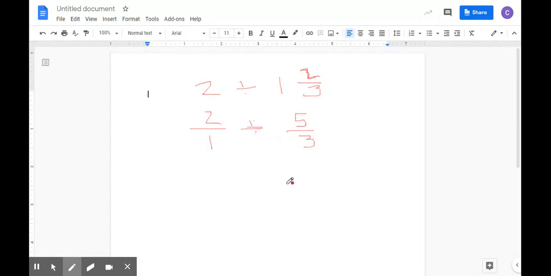Now we have 2 fractions, we can follow our rules. So we keep 2 over 1, change it to multiplication, 3 over 5. Okay, is there anything we can do with 2 and 5? Nope. What about 3 and 1? No. So we get 6 over 5 or 1 1/5. Letter B.